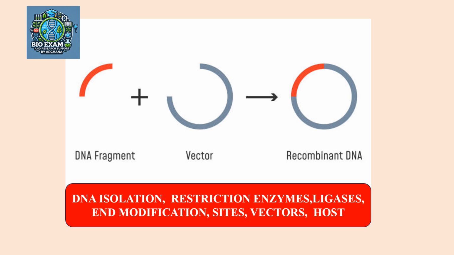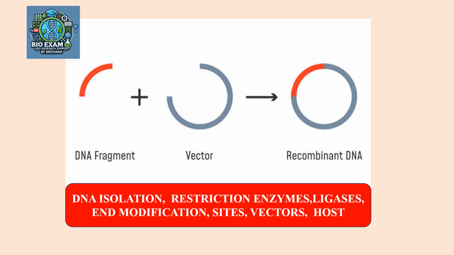What is recombinant DNA technology? It's essentially a way to combine DNA from different sources to create something new. So imagine cutting out a specific gene from one organism and passing it into another. This method helps us produce important things like insulin or genetically modified crops.